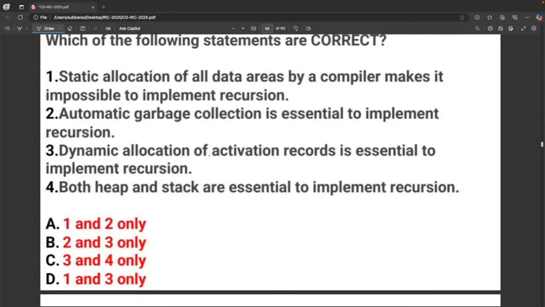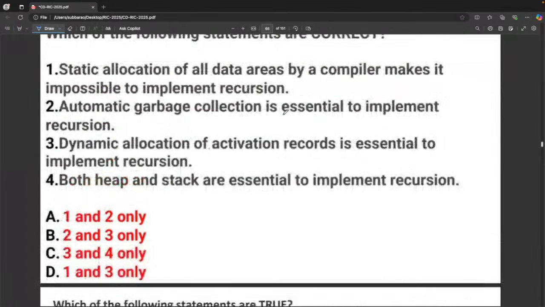Everyone try. Which one of the following is correct? 1. Static allocation of all data areas by compiler makes it impossible to implement recursion. 2. Automatic garbage collection is essential to implement recursion. 3. Dynamic allocation of activation records is essential to implement recursion. 4. Both heap and stack are essential to implement recursion. These are the options.